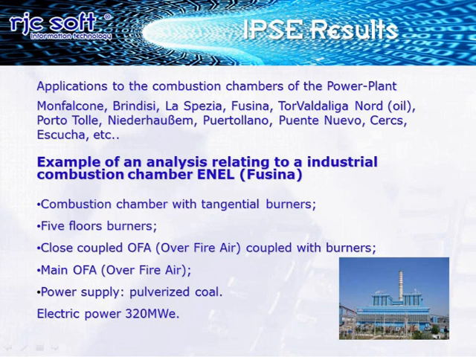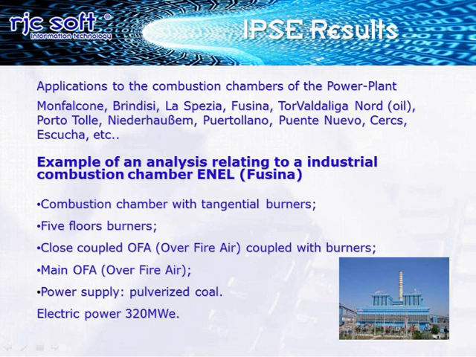The combustion chamber is equipped with tangential burners and has 5 floors of burners, with close-coupled OFA (over fire air) coupled with burners, and the main OFA. The power supply is pulverized coal. The total electric power is 320 MW.